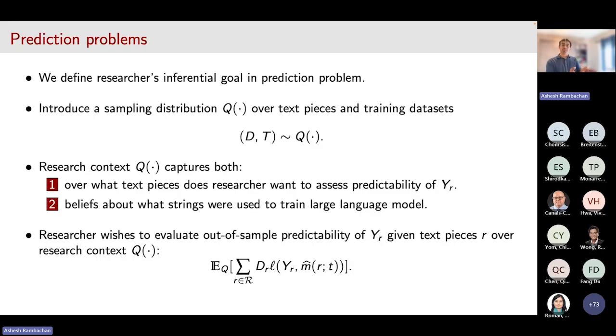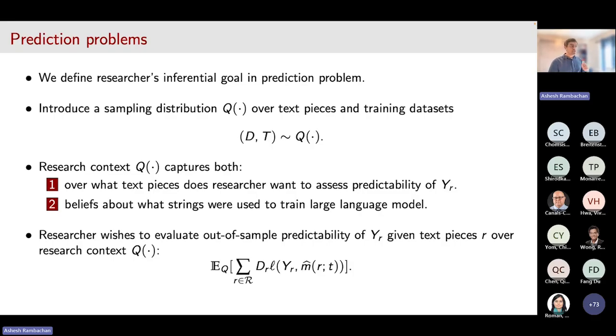And so therefore, we're going to have to introduce the object of a sampling distribution that I'm going to introduce Q, over different text pieces, but also over possible training data sets of the large language model. The reason it's going to have both of those components is this sampling distribution or research context is going to capture two things that we're interested in. The first is over what text pieces do we want to generalize to? What text pieces do we want to assess the predictability of this outcome over? And the second is going to be, since the training procedures and data of these large language models are hidden to us, this Q is going to capture what do we know about what strings were used to train the large language model in the first place.